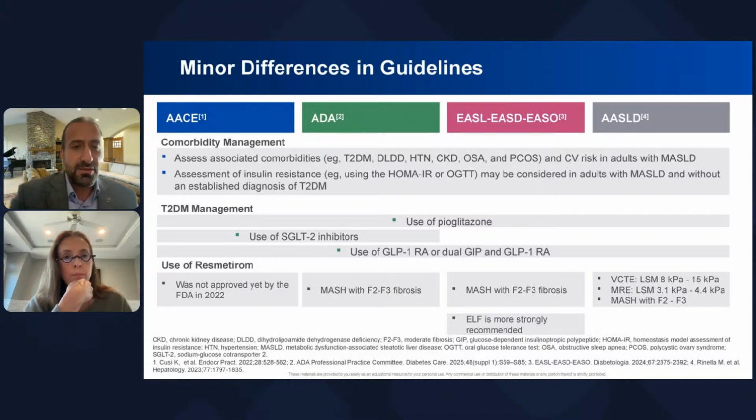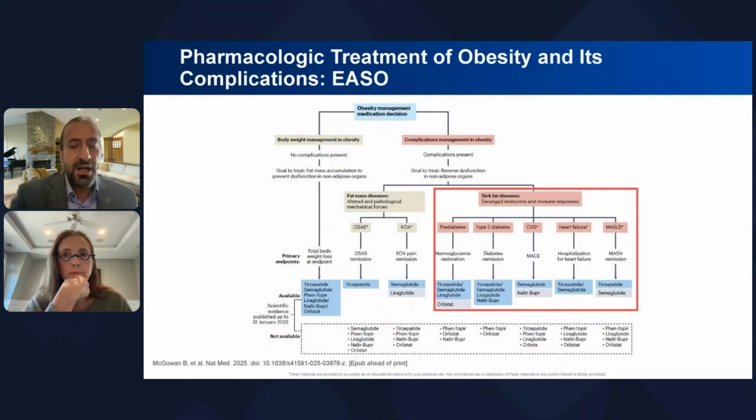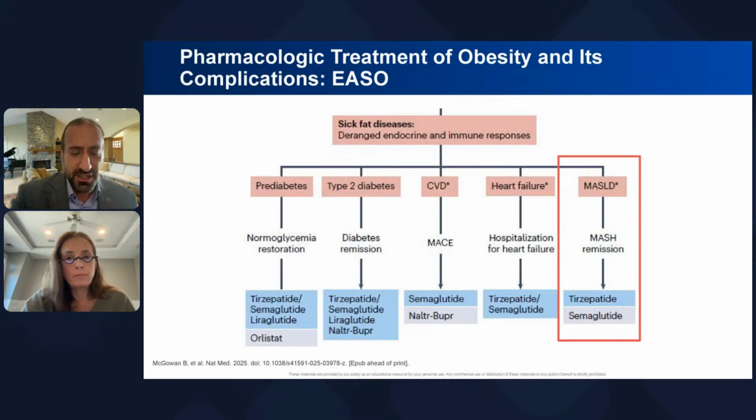So moving on to other societies also, now the European Association for the Study of Obesity also has some specific recommendations for the management of MASLD and MASH. If we can go to the next slide, I think it projects better. But what they have here is treatment of what they call sick fat diseases, and they actually include MASLD, which is good. So what is your take, Dr. Rinella, on this new guidance from the European Association for the Study of Obesity?